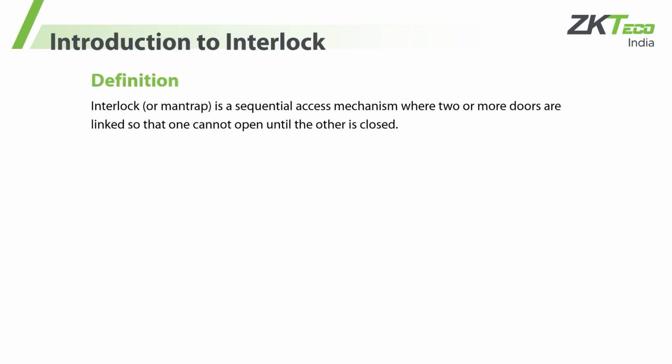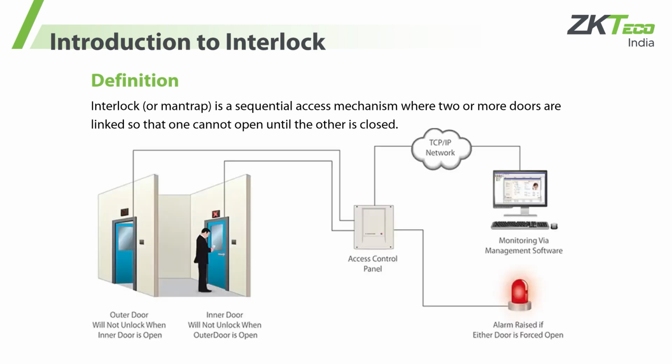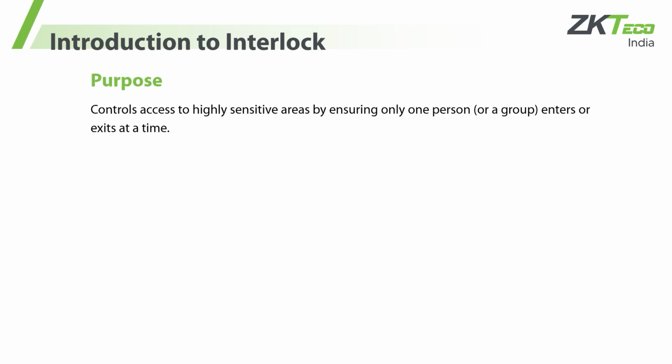The second part introduces interlock. Interlock, or man-trap, is a sequential passage mechanism in which two or more doors are interconnected so that one door cannot be opened until the other door closes. From the picture below, we can see that when the first door is not closed, people cannot enter the second door. The purpose of interlock is to control access to highly sensitive areas by ensuring that only one person or group of people enters or leaves at a time, or lock.